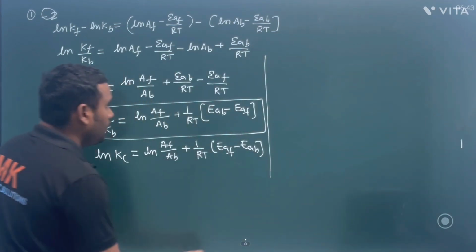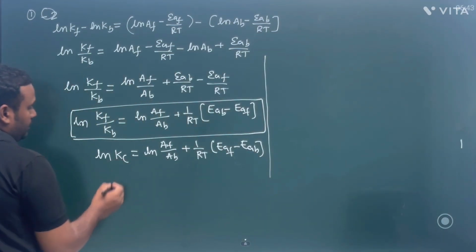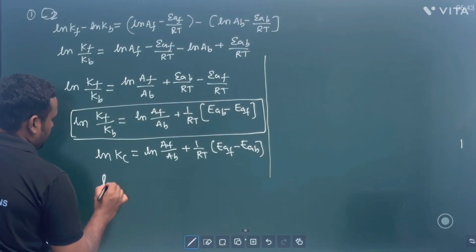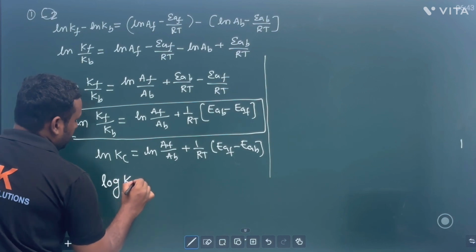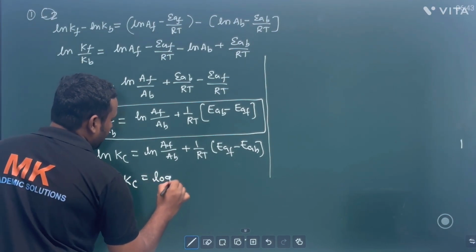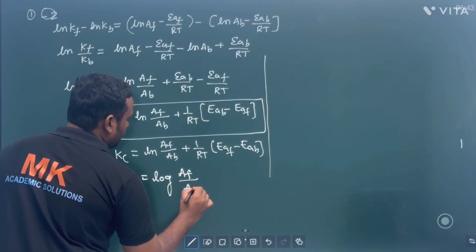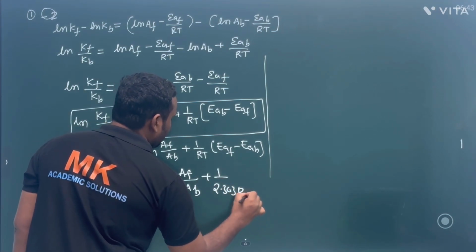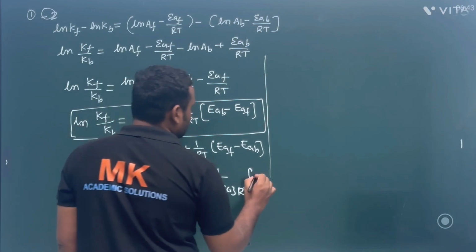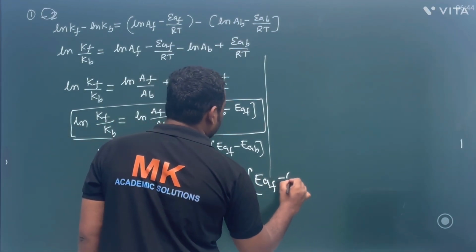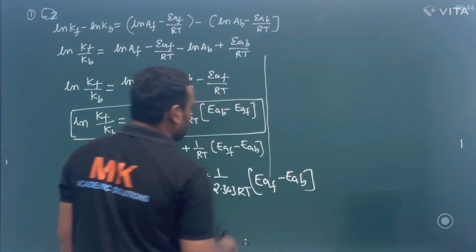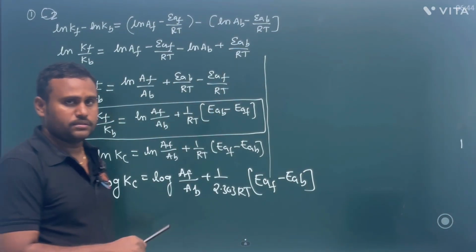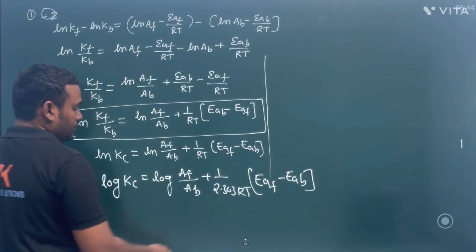Okay, so now let's see here. Instead of ln Kc, I am going to take log Kc is equal to log AF by AB plus 1 by 2.303 RT into (EAF minus EAB). Okay, so this is about the Arrhenius equation.